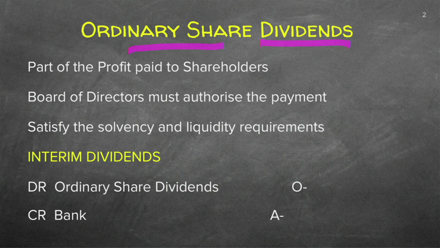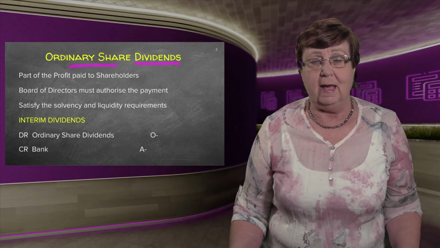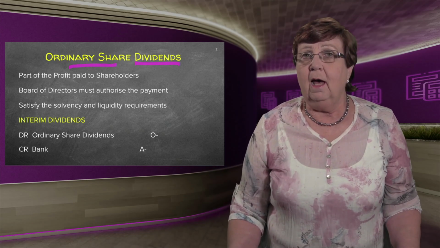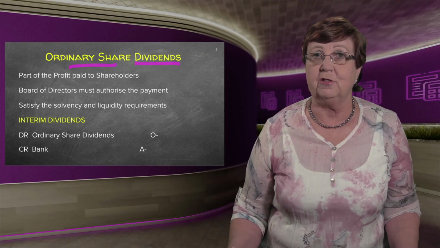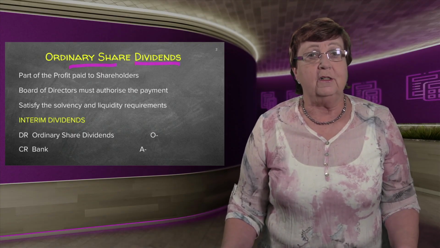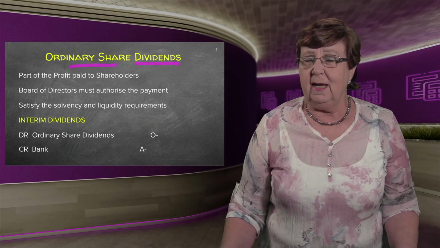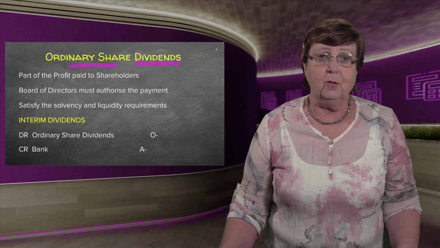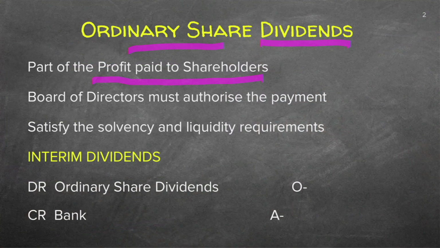If we go back and we look at a sole trader, the sole trader got all the profit his business made. In the case of a partnership, the profit was divided between the partners, and that was divided according to the partnership agreement as to what percentage each partner got. Now, in the case of a company, the shareholders will be receiving the dividends, and you will receive a dividend depending on the number of shares you own in that company. So the portion of profit that is paid to shareholders is known as a dividend.